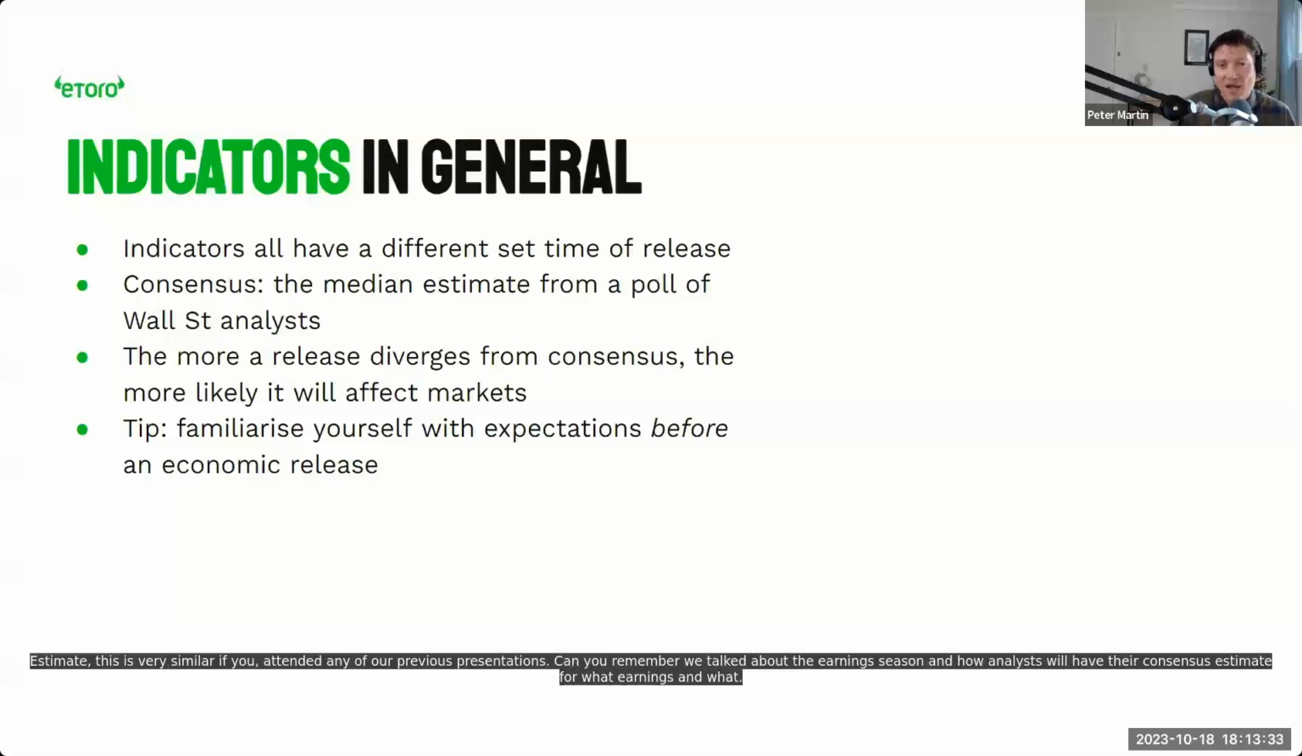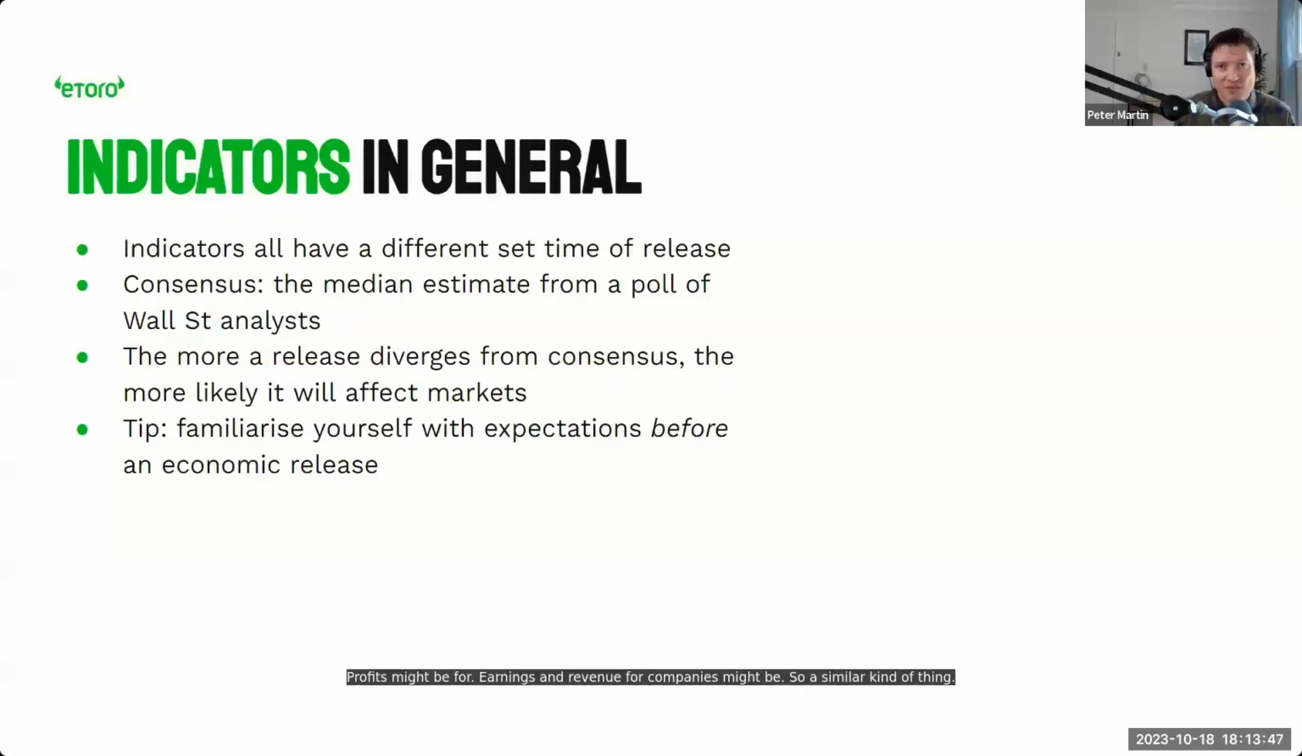This is very similar, if you attended any of our previous presentations, can you remember we talked about the earnings season and how analysts will have their consensus estimate for what earnings and revenue for companies might be. So it's a similar kind of thing. And it is when you get the divergences from expectation that you usually get the biggest market reaction. It depends which indicator, because some indicators are more important than others.